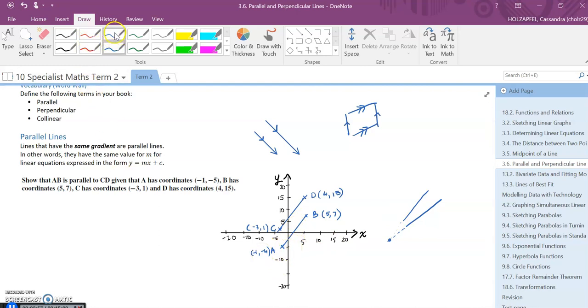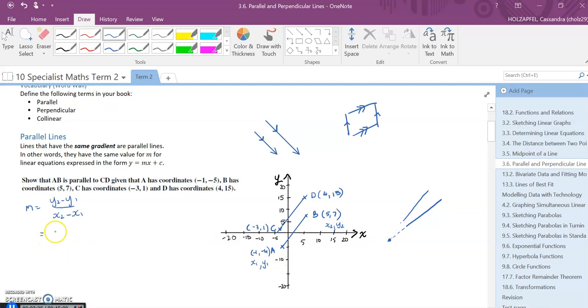I've got two points, so I'm going to use the two-point method. That means that I need to find my gradient first. I'm going to do that using my formula. The gradient is equal to y2 take y1 over x2 take x1. And let's pick the point. So this is going to be my x1 and my y1, and this is going to be my x2 and my y2.